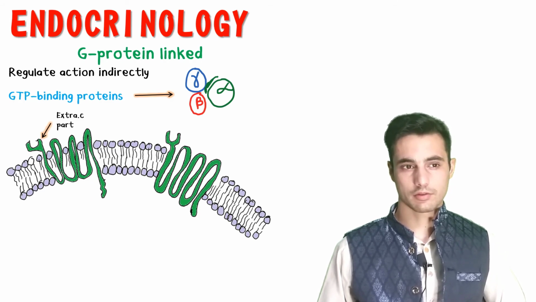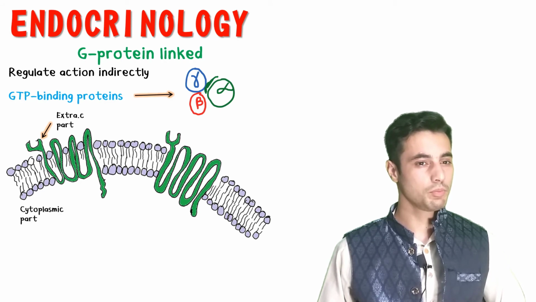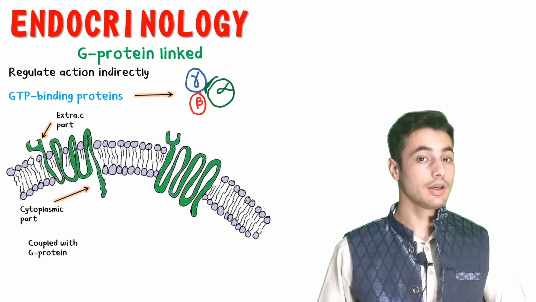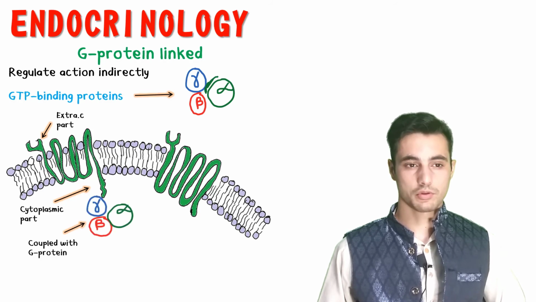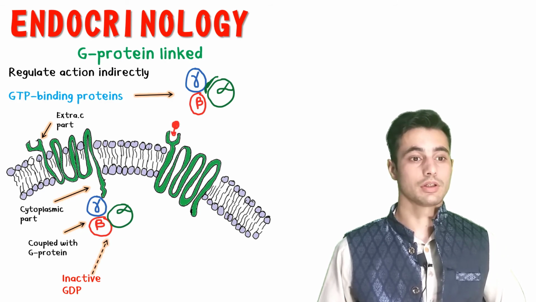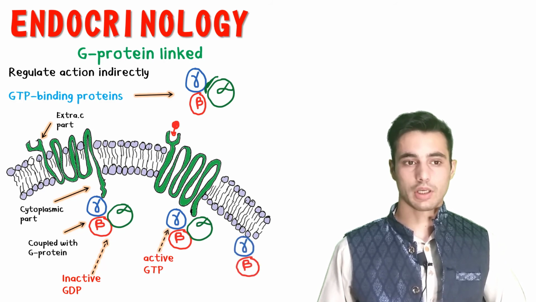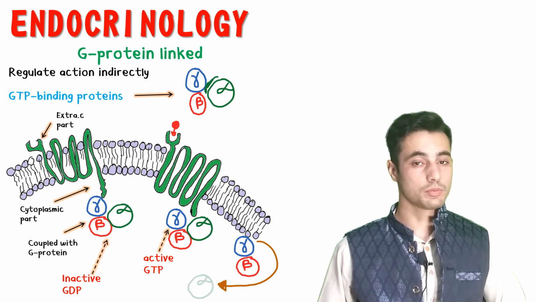It has 2 parts: the extracellular part, which is on the outside of the cell membrane, and the cytoplasmic part, on the inside of the cell membrane. The cytoplasmic part is coupled with this G protein. Have a look. It is in the form of inactivated GDP. When the hormone binds with the extracellular part, the cytoplasmic part of this G protein coupled receptor activates this G protein. The gamma and beta subunits get detached from one another, and the alpha subunit will perform a cascade of reactions inside the cell.